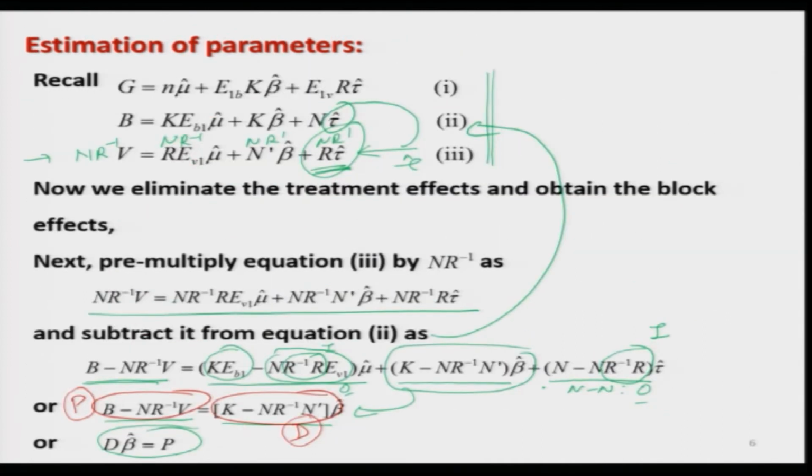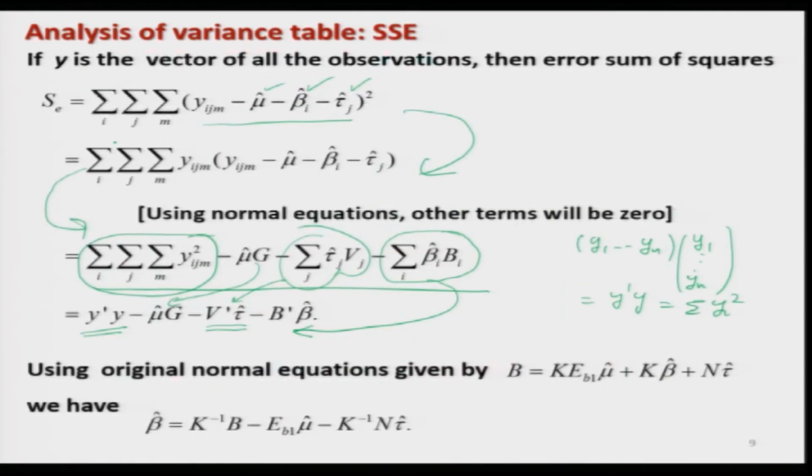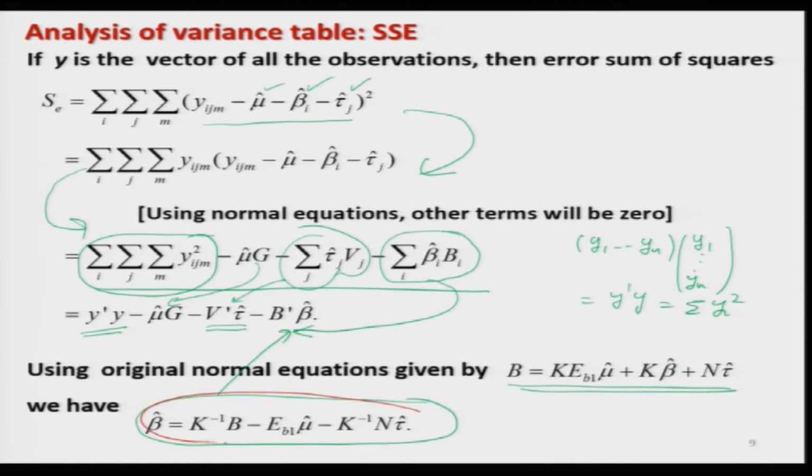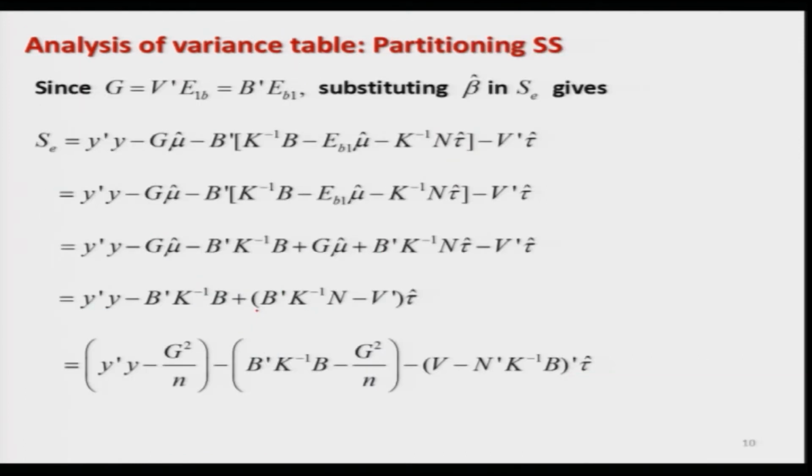And now, if you try to recall the original normal equation that we had obtained, equation number 2, from here you can obtain the value of beta hat as K inverse B minus K inverse E B1 mu hat minus K inverse N tau hat. Now, please try to substitute this value here in place of beta hat, and let us see what we obtain.